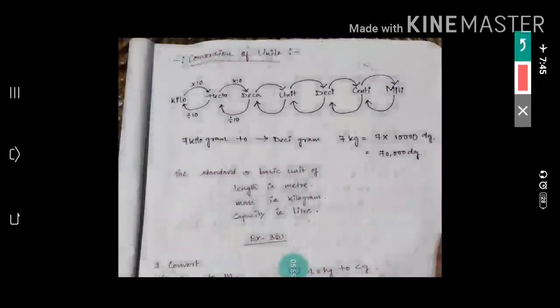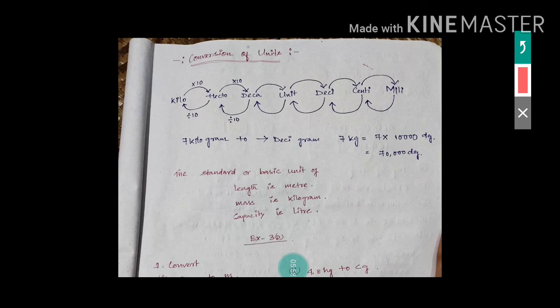Suppose it is given in kilogram, and you have to convert kilo to hectogram. See the arrow I have given. From kilo to hecto, if you are shifting, then you have to multiply by 10. Or from hecto to deca, again you are shifting, then again you multiply by 10. That means if you are shifting from the left side to the right side, every time you multiply by 10. Or if you are shifting from the right side to the left side, then you have to divide by 10.